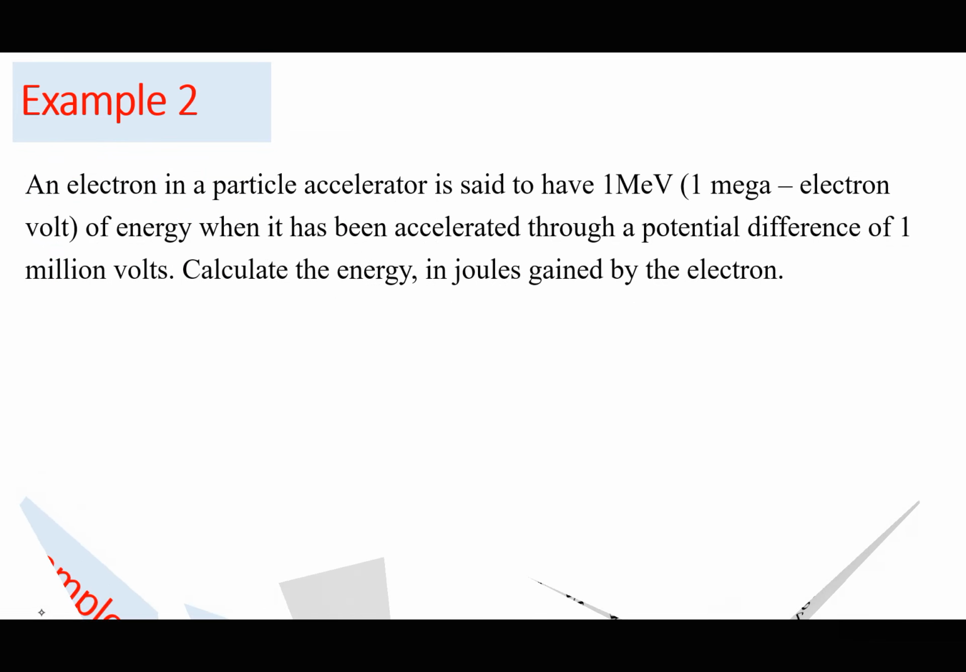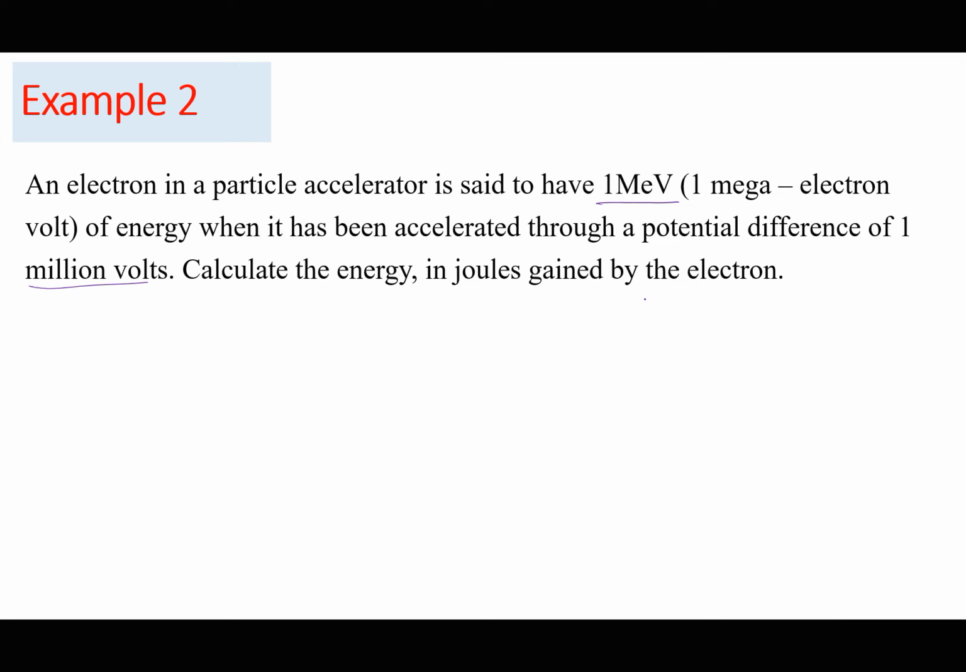Example number 2. An electron in a particle accelerator is said to have 1 mega electron volts of energy when it has been accelerated through a potential difference of 1 million volts. Of course, mega means 1 million. Calculate the energy in joules gained by the electron.